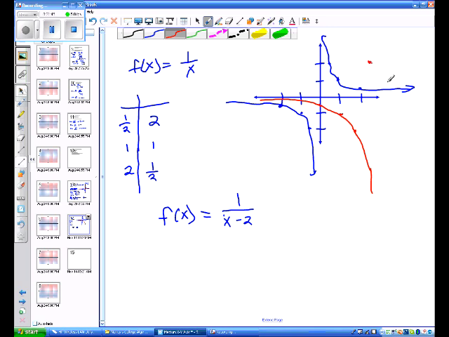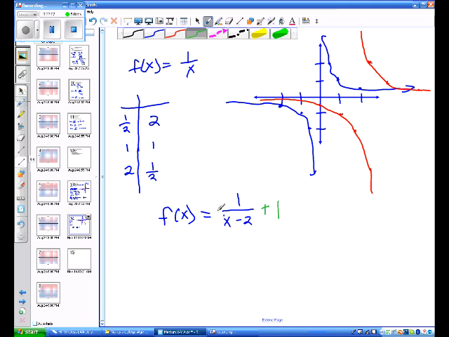One, 2, and 1, 2. So we just shifted our graph to the right 2 units. If we had f of x equals x minus 2 plus 1.